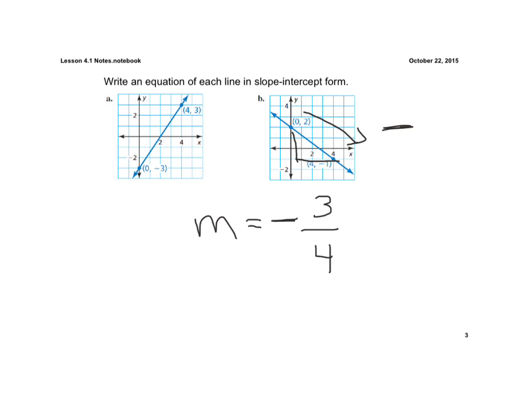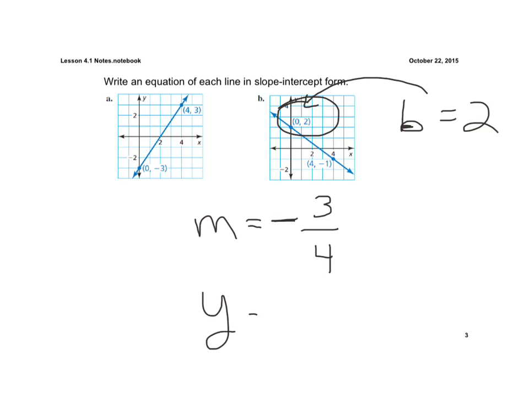If we look at the points that they give us right here, that is the y-intercept, because again, the y-intercept always has an x value of 0, so that means our b is equal to 2. So now I know my slope, and I know my y-intercept, so I can go ahead and write the equation of my line in slope-intercept form.